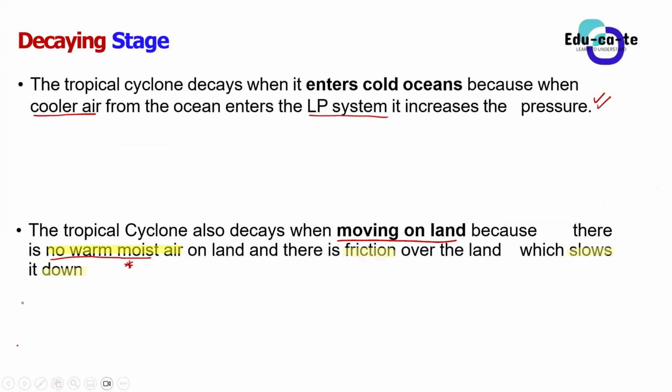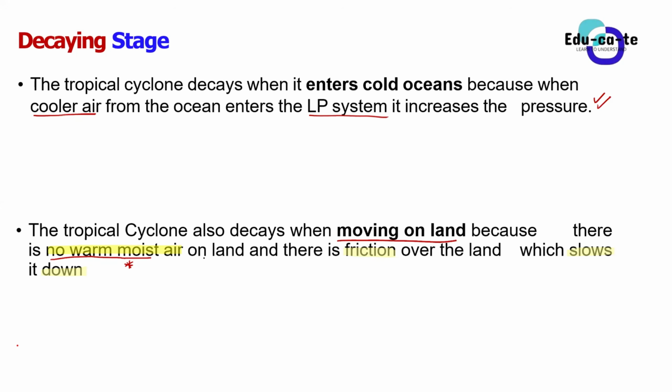We said it during the decaying stage: a tropical cyclone, when it's moving on land, experiences friction. That is what causes it to slow down. I even highlighted the terms. I said that the tropical cyclone decays when moving on land. Why does it decay when it moves on land?